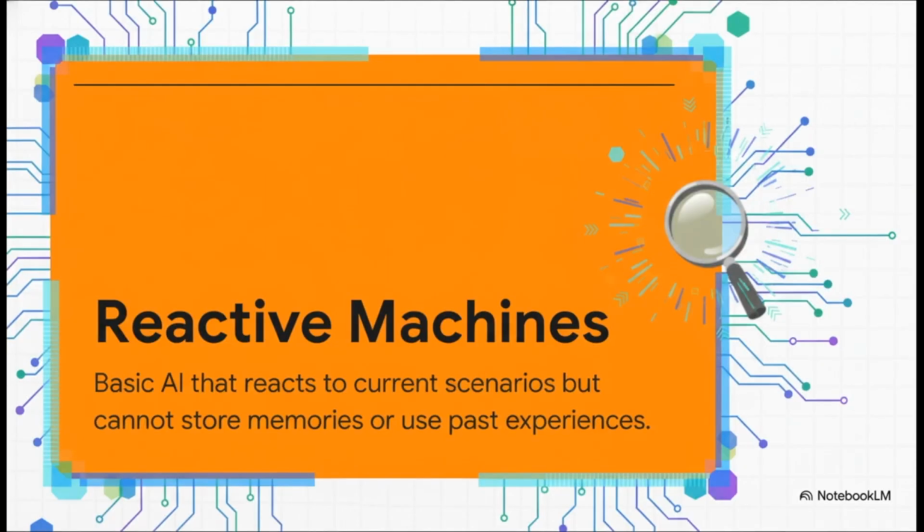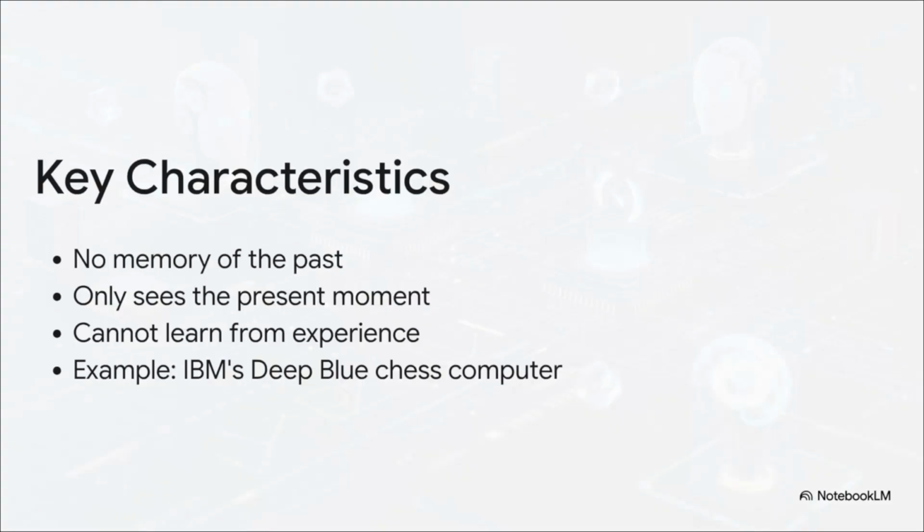Okay, first up, reactive machines. This is really the most basic type of AI. Think of it as the absolute ground floor, the starting point for everything that came after. And just like the name says, they're purely reactive. So, what does that mean? Well, these machines have absolutely no memory of the past. They only see the world in this exact moment and they react to it. They can't learn from experience at all.